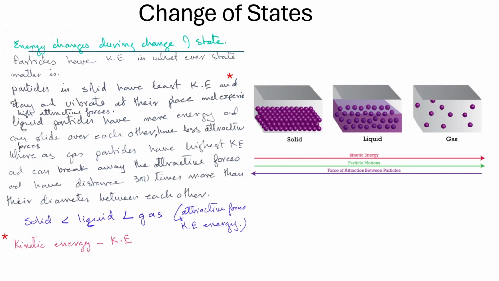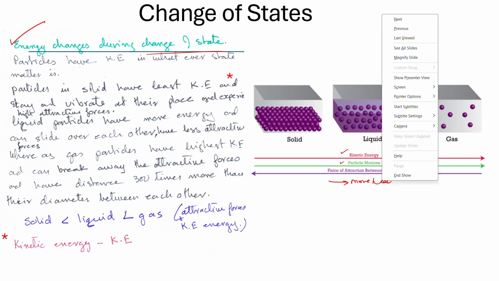Now we study another topic, that is energy changes during change of state. We are talking about the change of states, and we are also talking about heating and cooling. So this means that when we apply heat to any substance which is in a solid state, its particles gain kinetic energy. At specific temperatures, particles have different kinetic energies. As we raise the temperature, kinetic energy also increases. And we know that kinetic energy is due to motion.